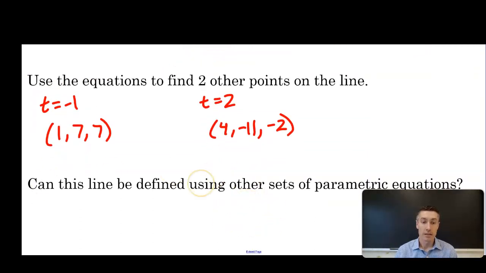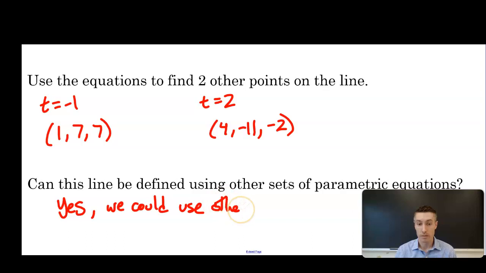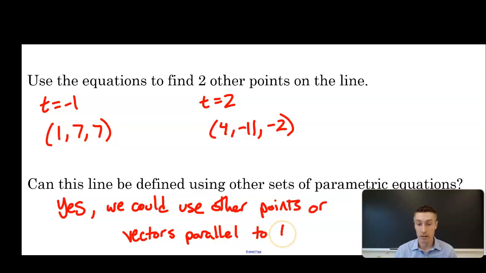So then they ask, can this line be defined using other sets of parametric equations? So the answer to this is yes. There's not one single set of parametric equations that work to define this line. We could use other points, right? We could even use the (3, -5, 1), which we didn't use to define the parametric equations, or we can use different vectors. So vectors parallel to the direction vector, right?